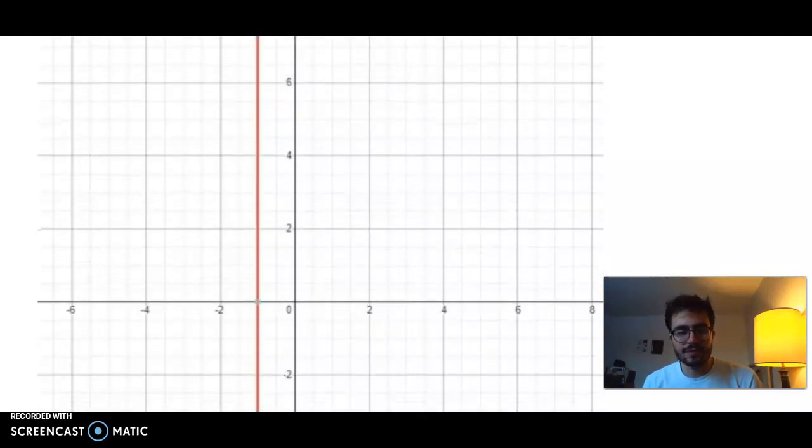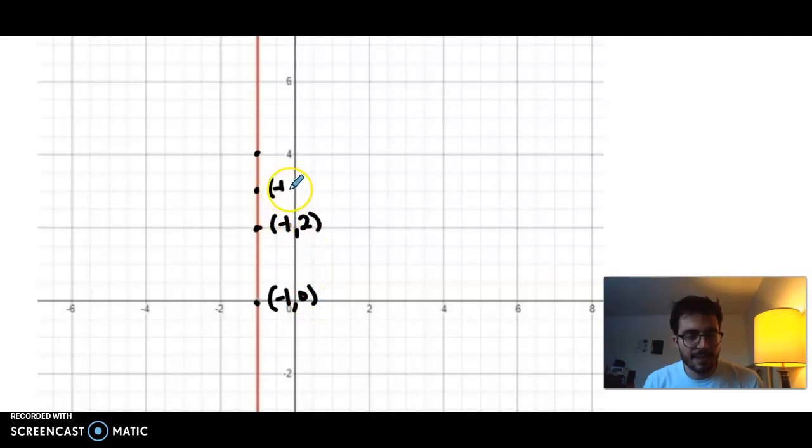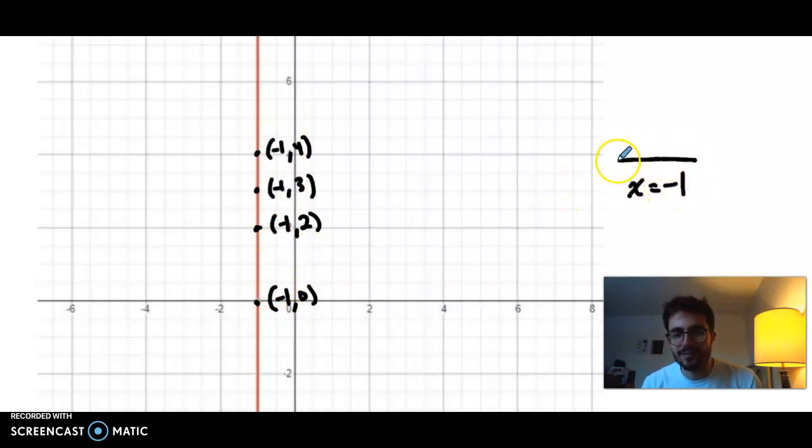In this one, we see we have a vertical line. If we take all the points, let's pick some points. What's the thing that stays the same? This is (-1, 0), (-1, 2), (-1, 3), (-1, 4). The thing that's staying the same is the x's. So our equation is x equals negative 1.